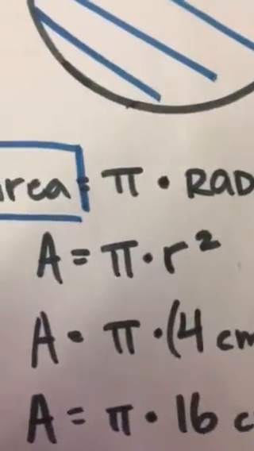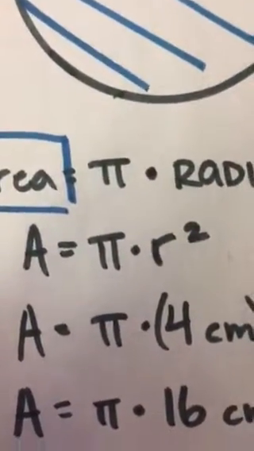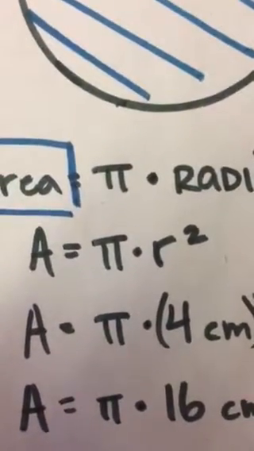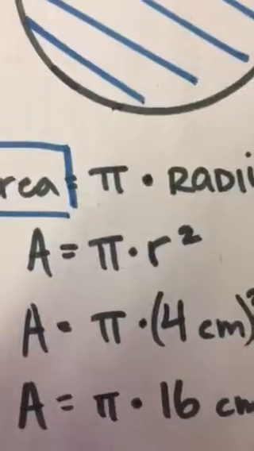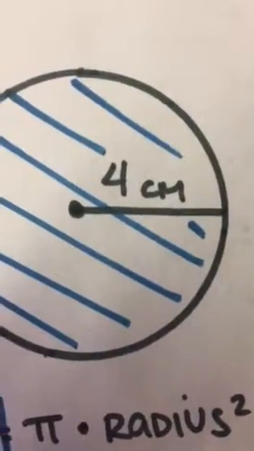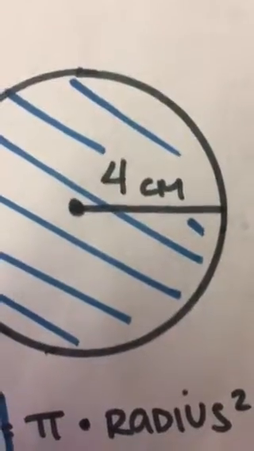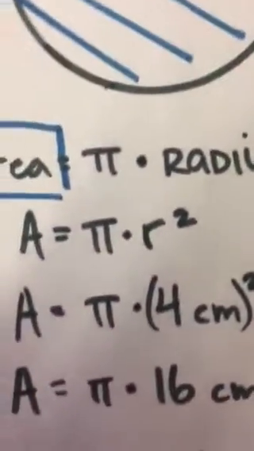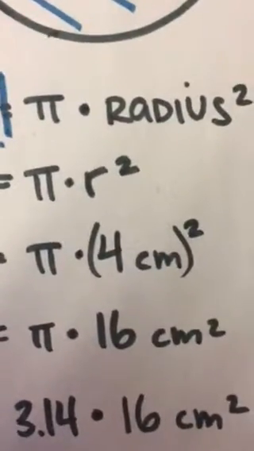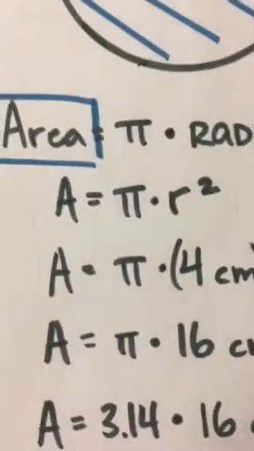Now, some of you had questions yesterday about what is r squared, right? Squared just means times by itself. So in this case, if our radius is 4, we would times 4 by 4. So 4 centimeters squared would be 16 centimeters squared. All right, so that's the first part.